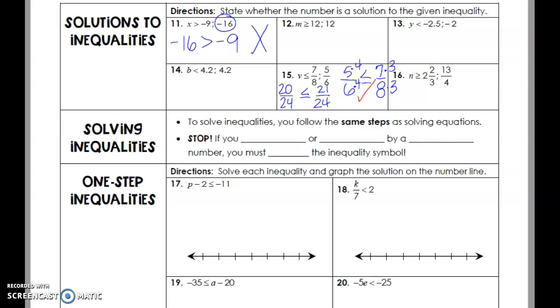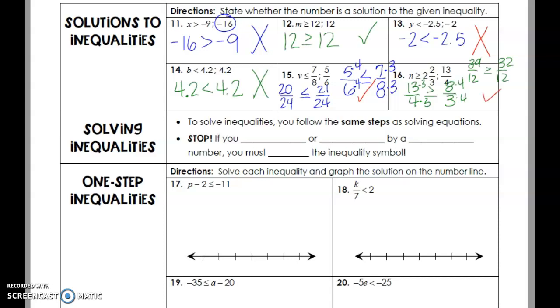On number 13, we're going to replace y with -2. So -2 is less than -2.5. Remember, the smaller the negative number, the greater the value. So in this case, -2 is not less than -2.5. It's actually greater than. So that is not a true statement, and -2 cannot be a solution of the inequality. Try numbers 12, 14, and 16 on your own.